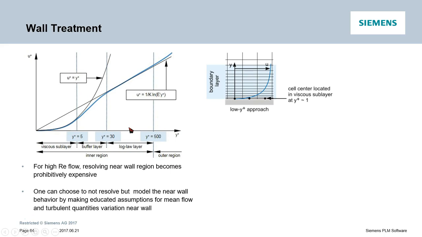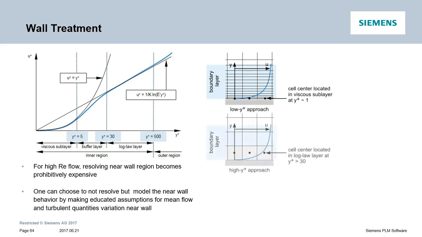Now we can directly use this profile without resolving the near wall region, hence enabling us to use a coarser mesh with the first cell centered in the equilibrium or log law region, which is typically valid from y plus equal to 30 to 500, and this range can be much larger for very high Reynolds numbers. But there are two serious concerns with this shortcut.